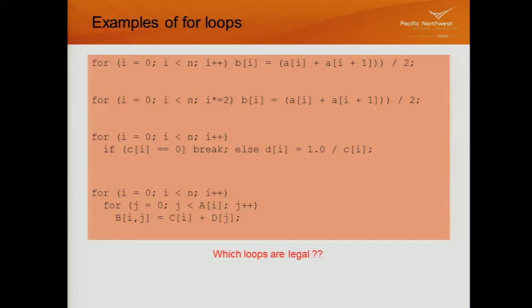So if you knew that n was going to be some small number, then you could put a pragma in, which is pound pragma MTA serial, and then the compiler won't parallelize it.